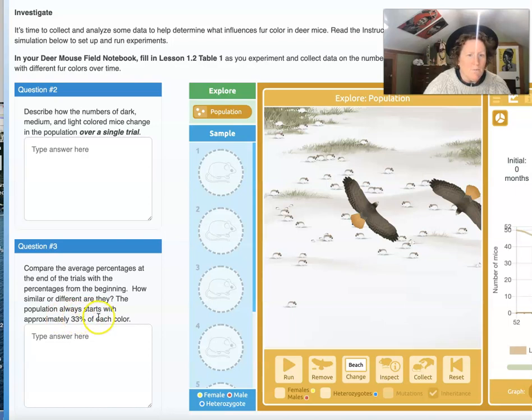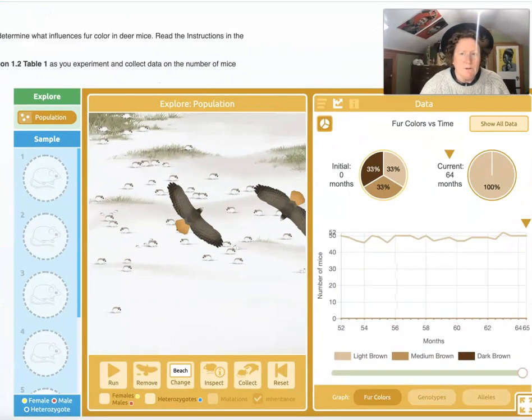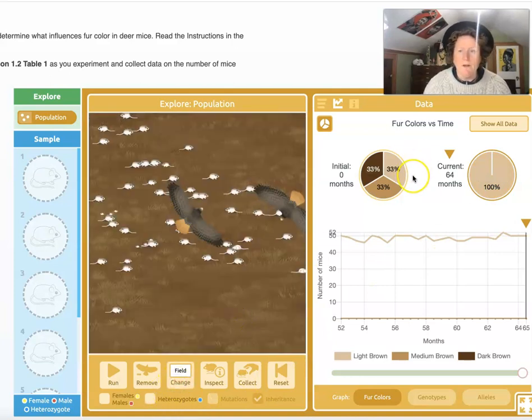The population always starts with approximately 33% of each color. Well, let's go look. This was our beach trial. We started with 33%, 33%, 33%, and we ended with 100% light mice. You can run another trial in the field to figure out what happens when you let the trial run in a field. What happens to these percentages when you're running the trial in a field?